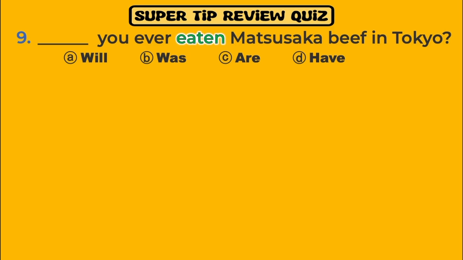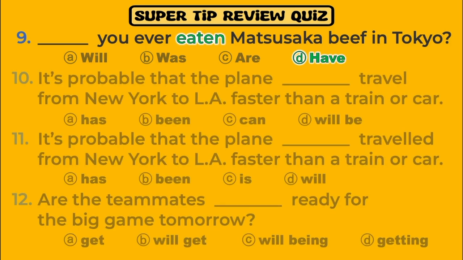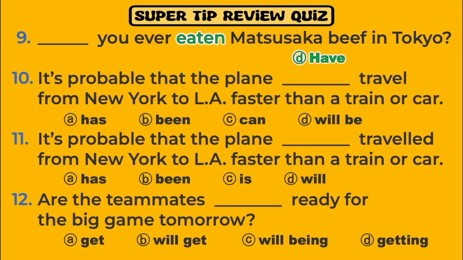What do we know about verb 3? Aha! Have plus verb 3. So if we are using verb 3, we must use have. Right? We are using the signal backwards. We're using the signal in reverse. Have you ever eaten Matsusaka beef in Tokyo? Okay, that's your answer.